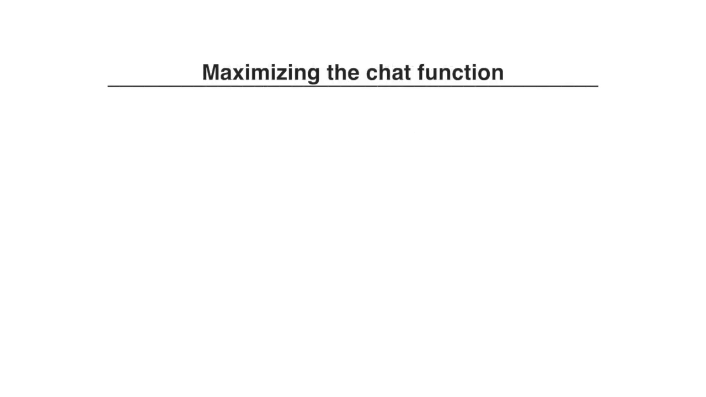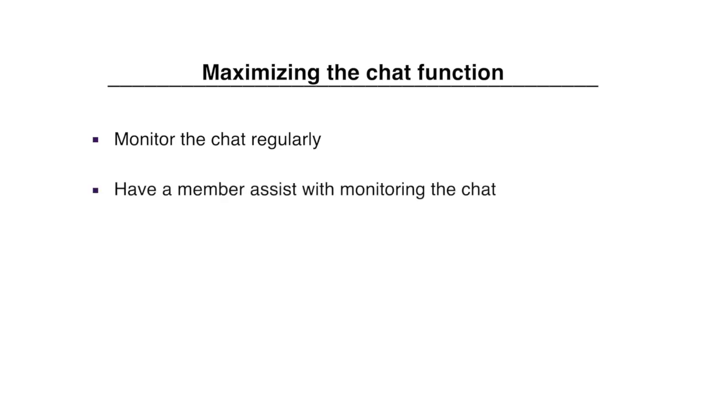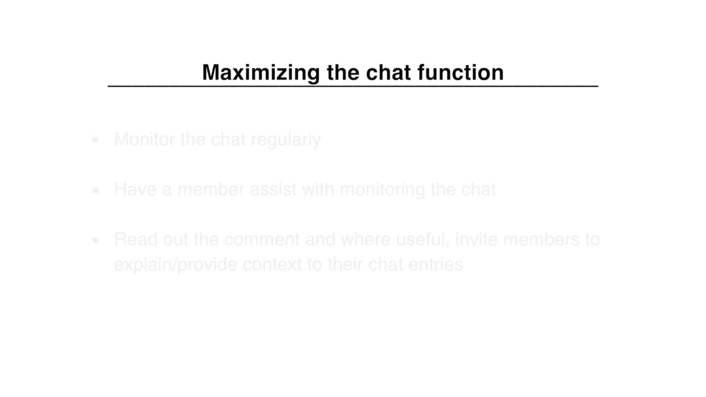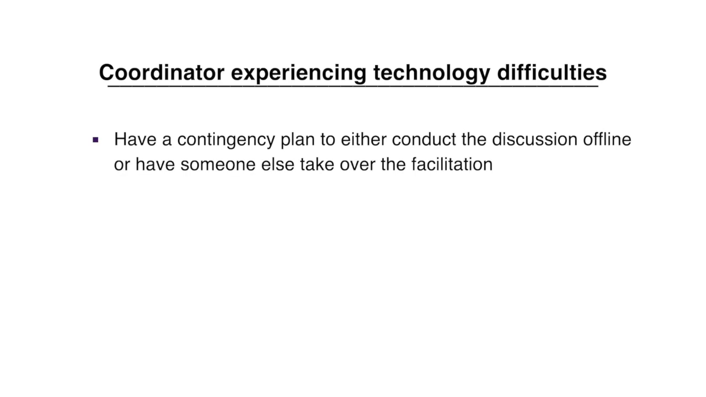Maximizing the chat function. Monitor the chat regularly. Have a member assist with monitoring the chat. Read out the comments, and where useful, invite members to explain and provide context to their chat entries. Coordinator experiencing technology difficulties. Have a contingency plan to either conduct the discussion offline or have someone else take over the facilitation.